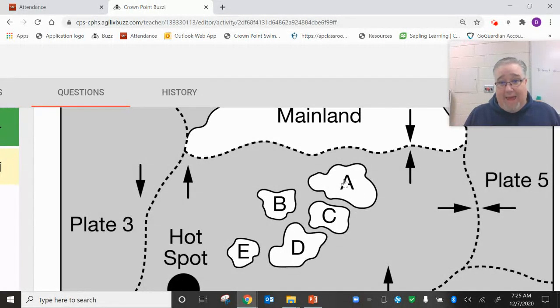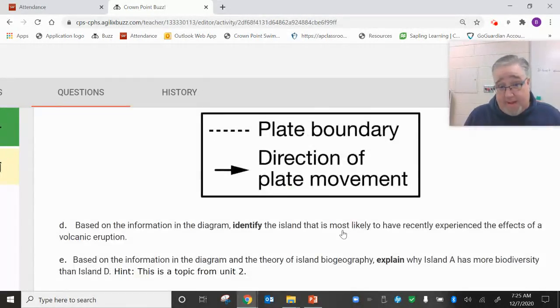So Island A, well, it looks like Island D might be similar in size, but Island A looks like it might be the biggest one. But it's also the one closest to the mainland, so that island is going to be the most biodiverse. Island E, which is the smallest and is the furthest from the mainland, is probably going to have the least amount of biodiversity.